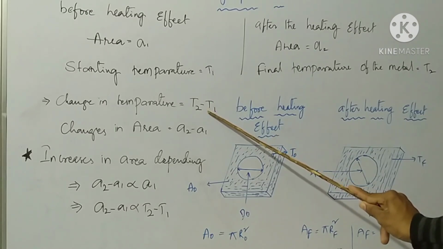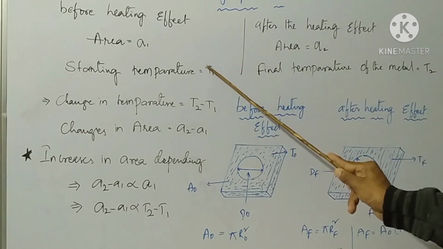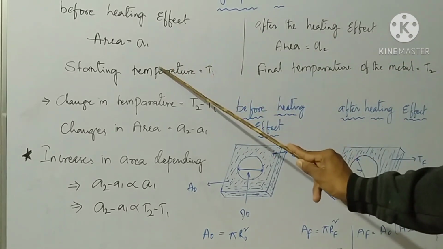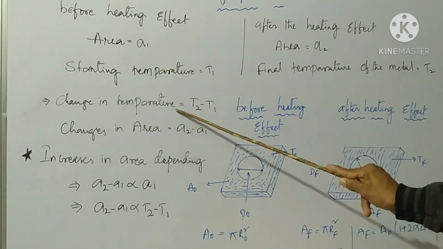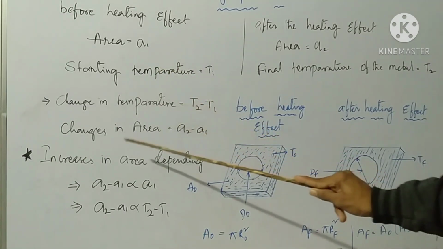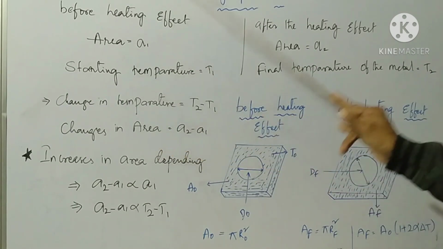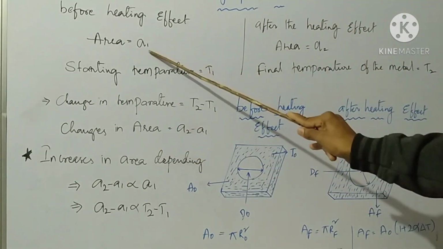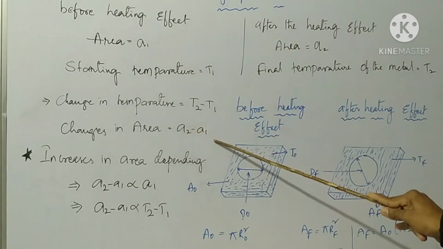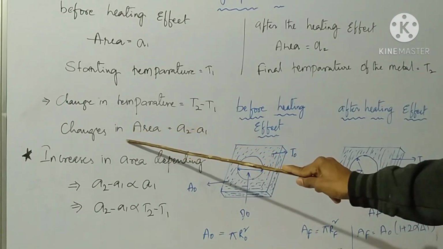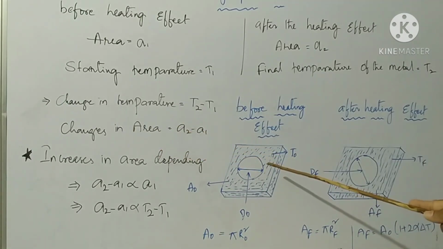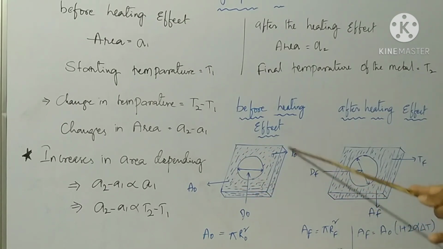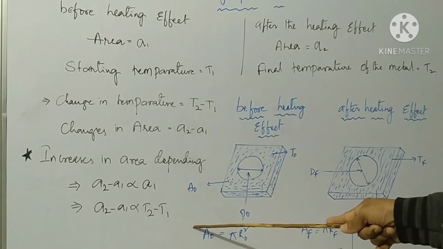Here the change in temperature means T2 minus T1, final temperature minus starting temperature. This is the change in temperature. Next, the change in area: final area minus starting area, A2 minus A1. This is the change in area. The increase in area of the metal sheet depends upon these factors only.